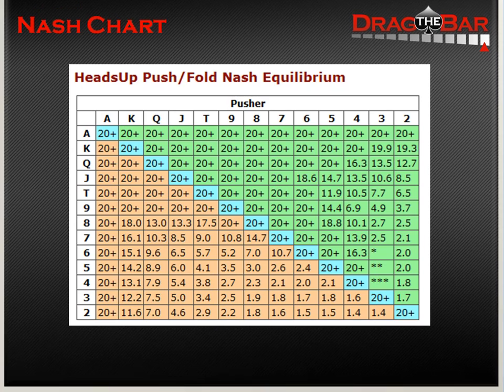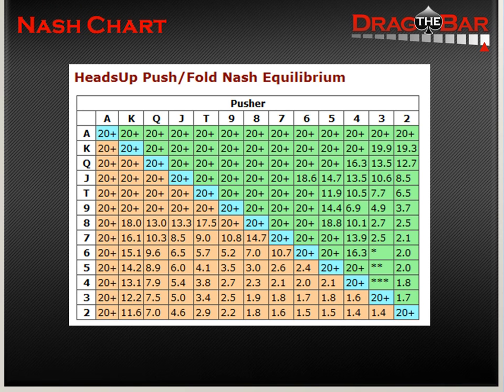So this is the Nash chart that you can find on holdemresources.net or pretty much anywhere else. Notice this Nash chart is for 20 big blinds deep, and anything that's above 20 big blinds has a 20 plus, meaning you can shove it for at least 20 big blinds. And it's a very complicated and daunting looking chart because there's lots and lots of values and the numbers don't seem to have any real distinct pattern. And yet there actually are patterns in this.